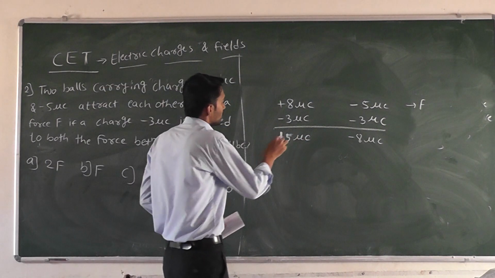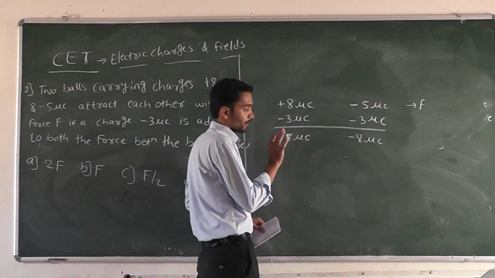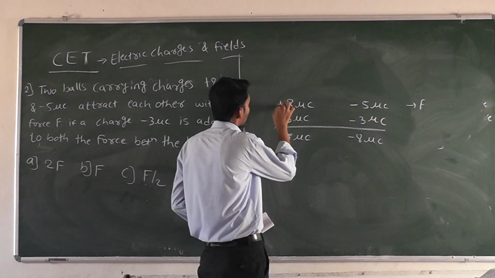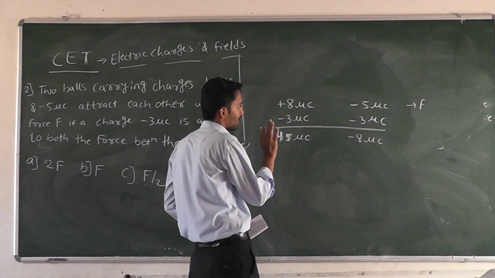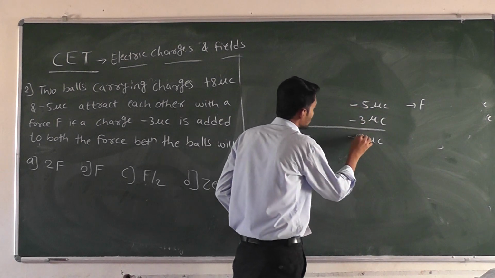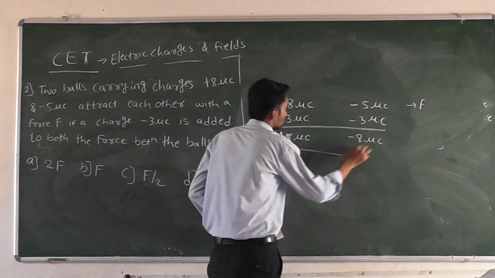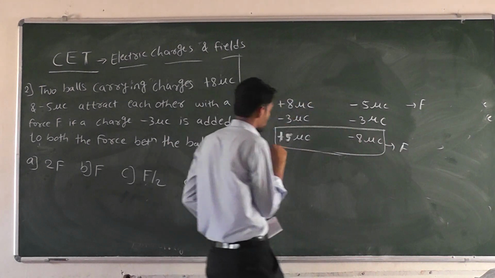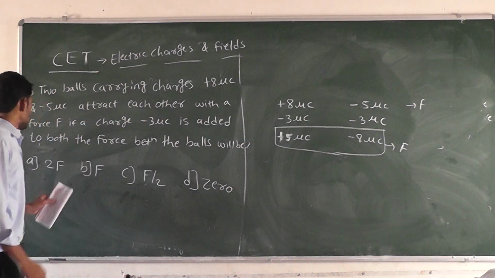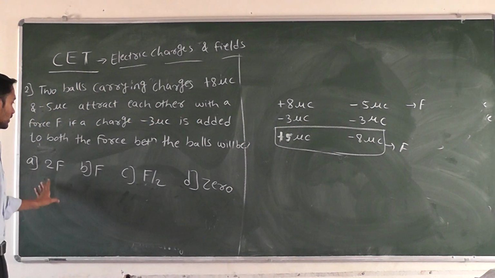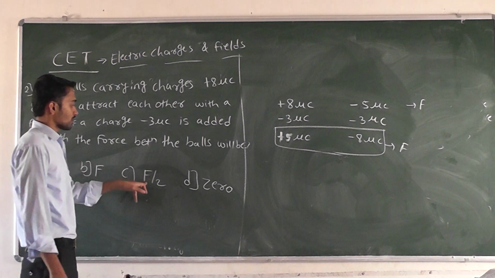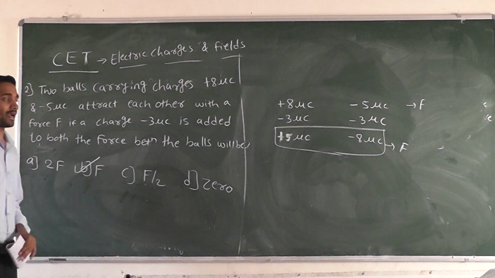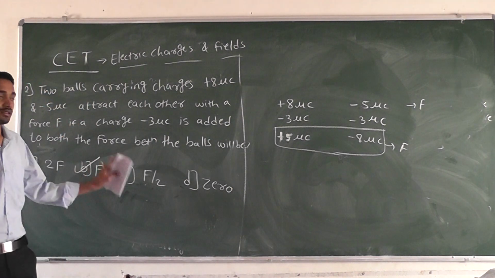So what do we get here? The magnitude remains the same. Previously the magnitude was 5 for one charge and 8 for the positive charge; now plus 5 becomes minus 5, and plus 8 becomes minus 8. In this case also, these two charges experience the same amount of force because the magnitudes remain the same. The force is not doubled, it is not 2F, it does not become half, and it is not 0. So option B is right. The force remains the same in this case.